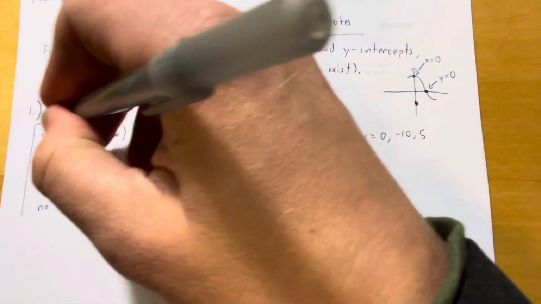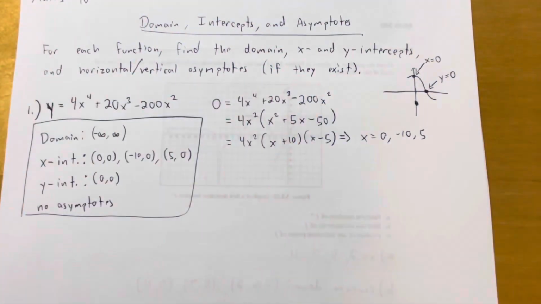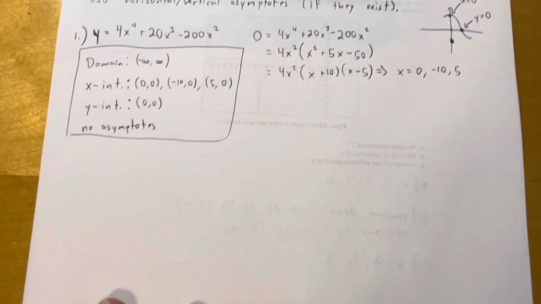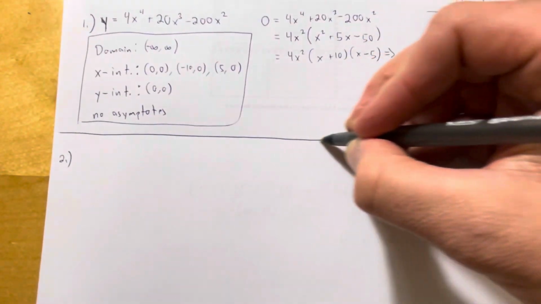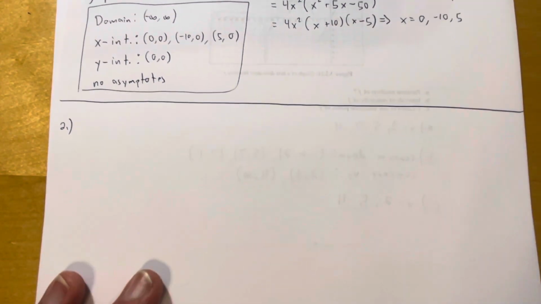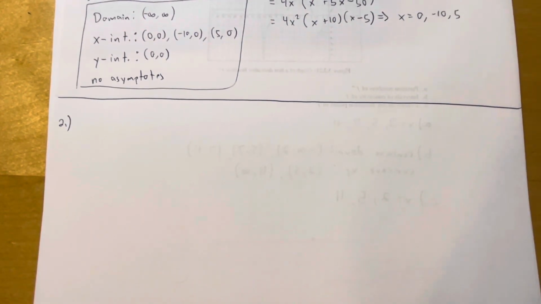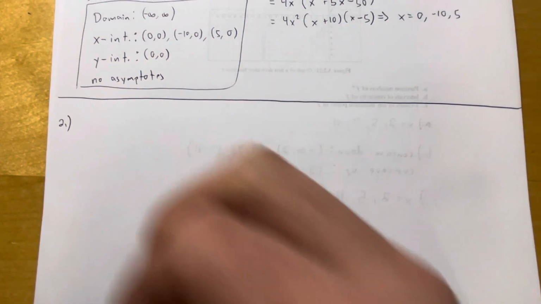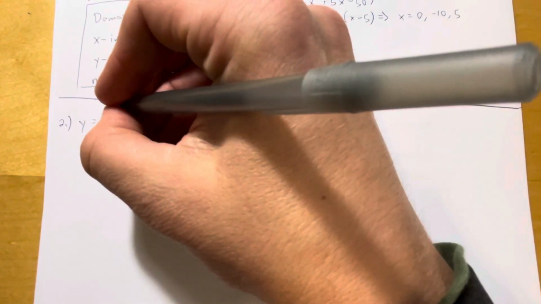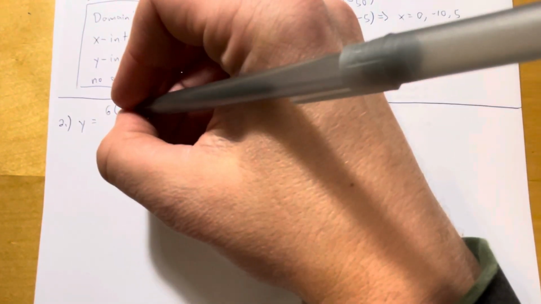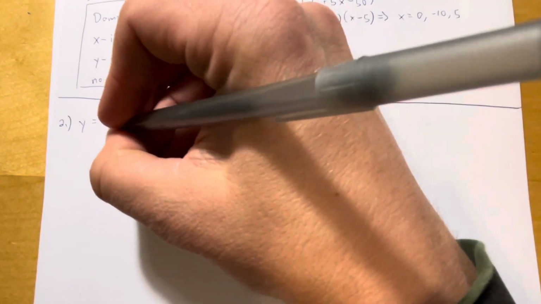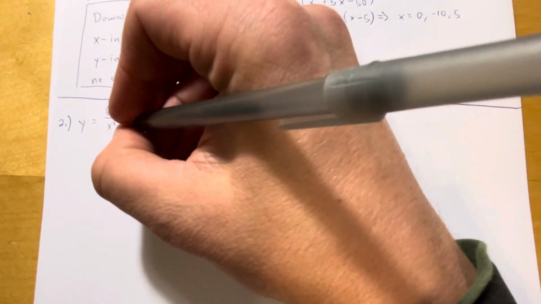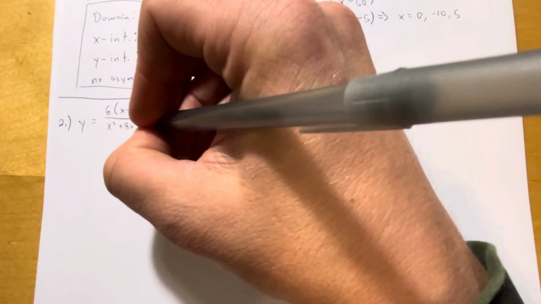Okay? So here is all the information that was asked for this polynomial. Let's move on to a harder function. Polynomials are really the easiest types of functions to do a problem like this with because they have the most convenient characteristics. But let's try a rational function. Let's say y equals 6 times (x minus 1) squared over x squared plus 8x minus 9.